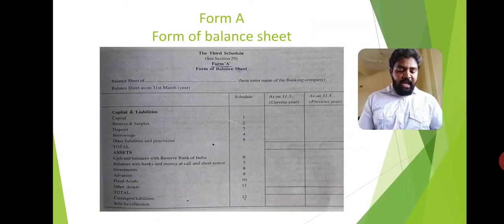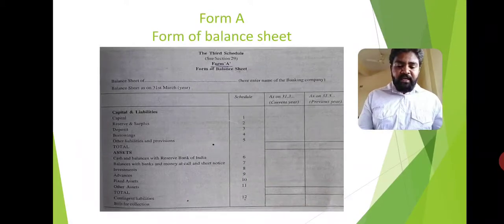The next, other assets. Here other assets include inter-office adjustments and interest accrued, then tax paid in advance or tax deducted at source, then stationery and stamps. These are to be considered under the head of other assets.